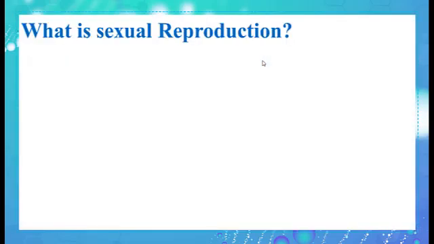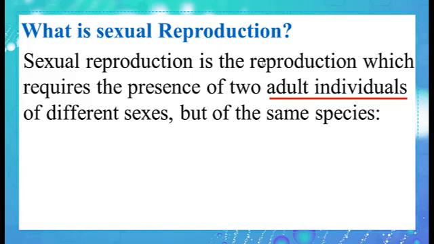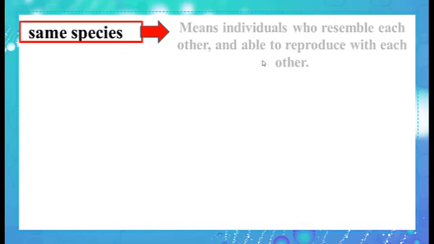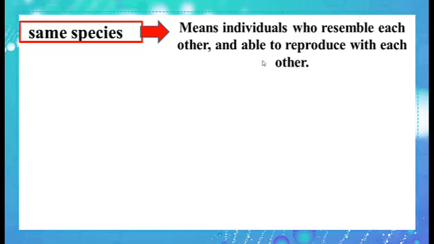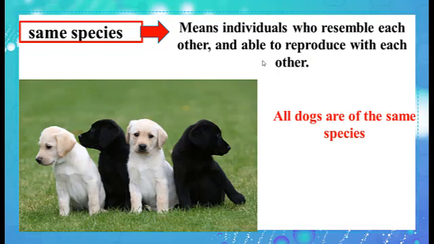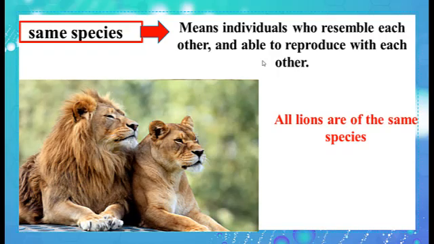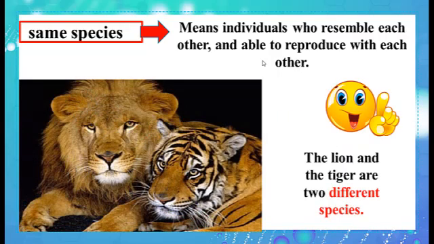What is sexual reproduction? Sexual reproduction is the reproduction which requires the presence of two adult individuals of different sexes, but of the same species. What is the meaning of same species? Means individuals who resemble each other and able to reproduce with each other. For example, all dogs are of the same species. All cats are of the same species. All lions are of the same species. But the lion and the tiger are two different species.